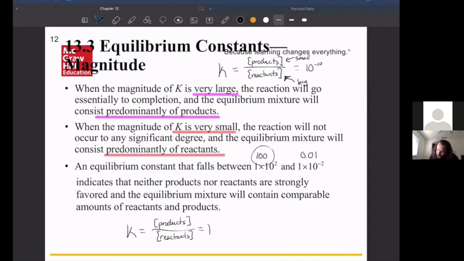So if it's between 100 and 0.01, then there's still an appreciable amount of both products and reactants, at least 1% reactants in the case of K equals 100. So this is a range where we consider the concentration of products and reactants to be important. If K were a really, really big number, so for example, 10 to the 10, we would say that there's pretty much no reactant left over, right? But in this range here, this indicates that neither side is really strongly favored.